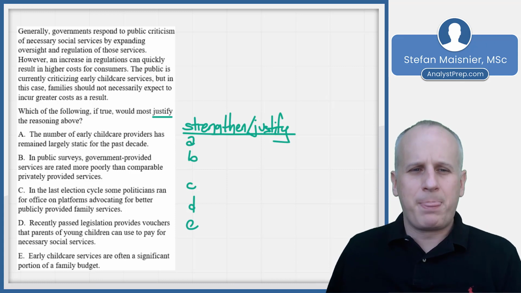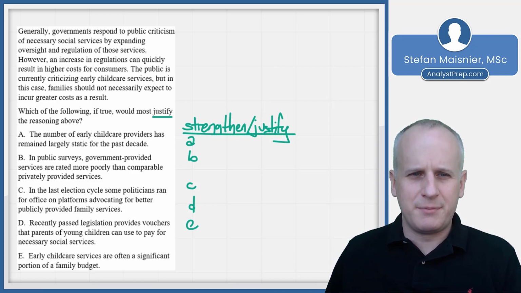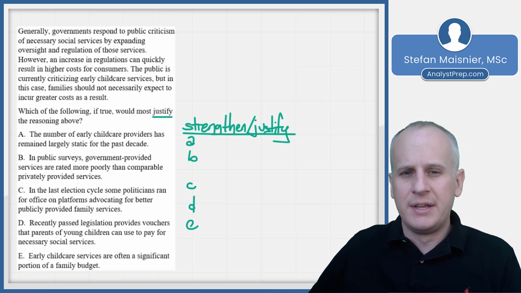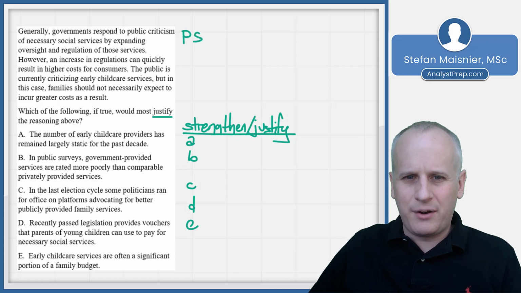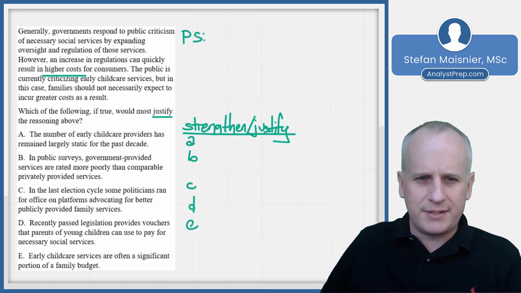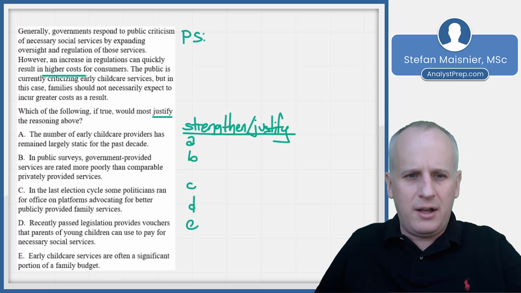So we read from the beginning. We've got, generally governments respond to public criticism of necessary social services by expanding oversight and regulation of those services. However, an increase in regulations can quickly result in higher costs for consumers. The public is currently criticizing early childcare services, but in this case, families should not necessarily expect to incur greater costs as a result.